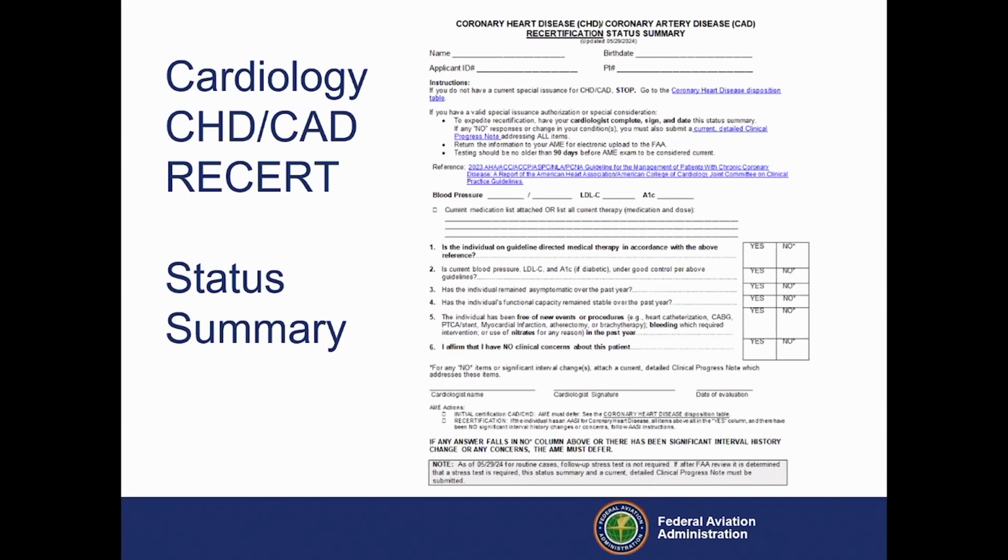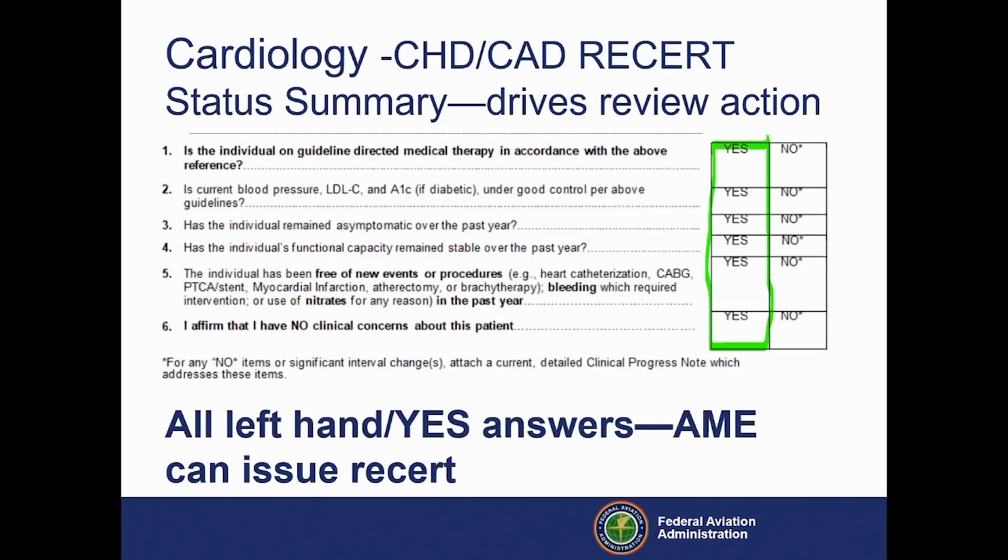But in the top middle of the page, you'll see the references. Those are the references that we're using to identify what is considered good risk factor control. We do want blood pressure, we do want LDL, and we do need an A1C. So how you as an AME would look at this: give it to your pilot, who takes it to their cardiologist, answers those 6 questions for us, dates and signs it. When you're looking at it, if everything falls into the yes column or the left-hand column, and you do not have any concern, then you're going to be able to go ahead and issue a recert AASI.